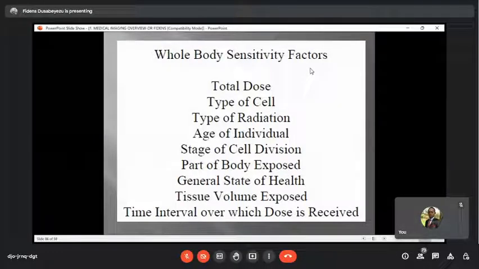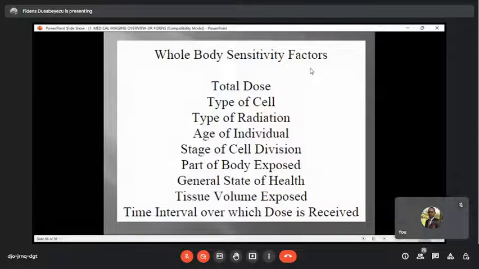X-ray, conventional, CT, nuclear imaging, they have different levels of radiation. Number four is about age of the individual. Seriously, children and young patients are more sensitive to radiation than adults. Number five is about stage of cell division. When a patient is pregnant, there is a time during the pregnancy where you can say, don't try to do a CT scan of this. But later on, at the end of pregnancy, there is not much cell division, so you can do a CT scan of this pregnant patient.